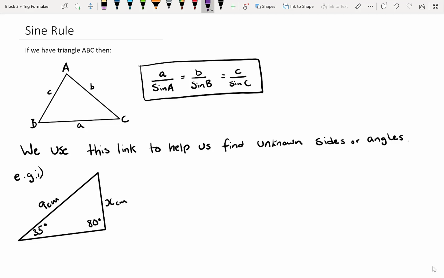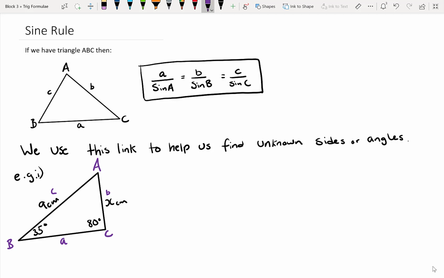Okay, so I've got this 9 centimeters on the left and x centimeters on the right. What I want to do is use this formula to help me, but before I can do that, I need to label my triangle. There are no clues about what should go where, so it doesn't matter where we put them. I'm going to start with my angles. I've got A, B, and C, which makes this side across from angle A little a, this one here little b, and this one little c.